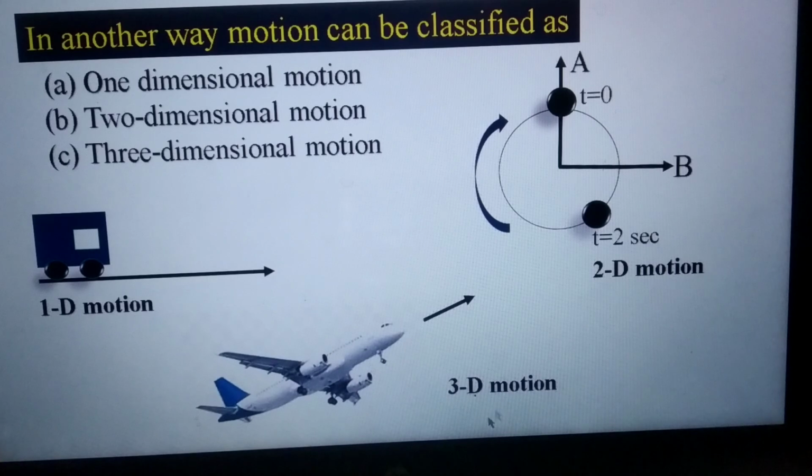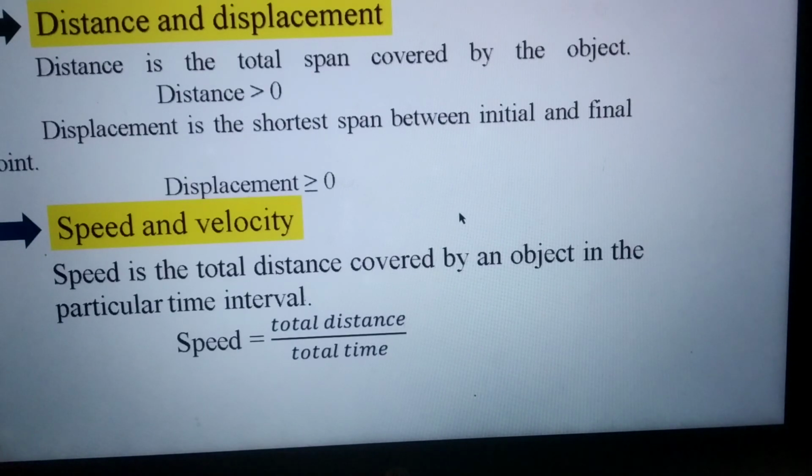For three-dimensional motion, we can see here a plane, and the plane is moving, so its motion will be three-dimensional motion, because it will have an x direction, y direction, and z direction, meaning an x coordinate, y coordinate, and z coordinate. So its motion will be three-dimensional motion. Now we will move further.